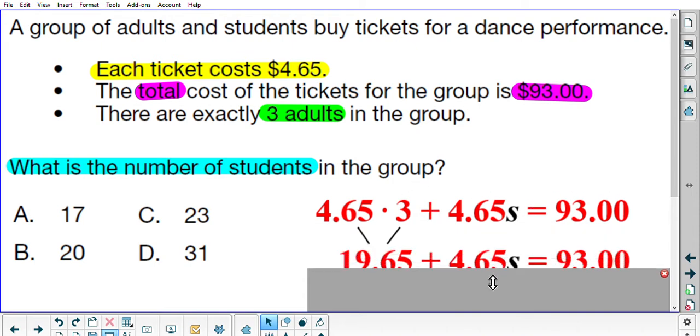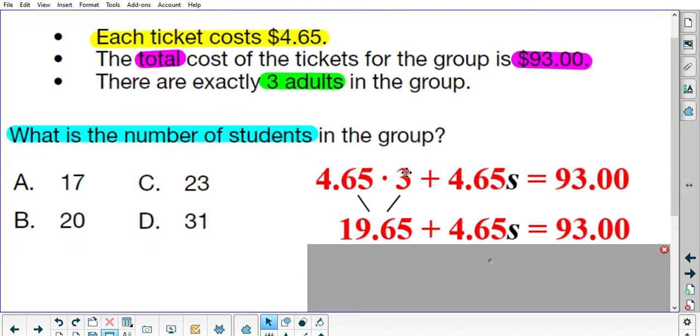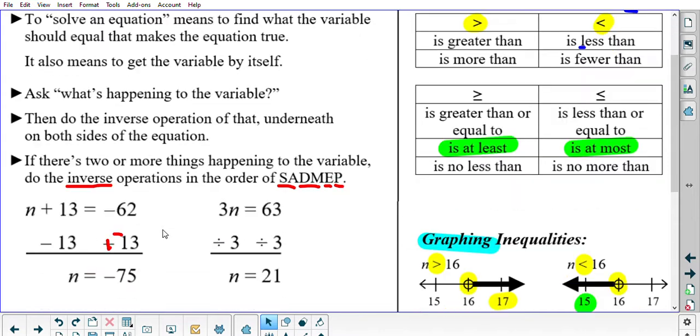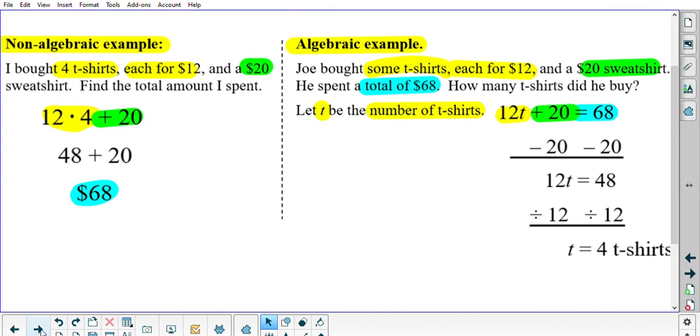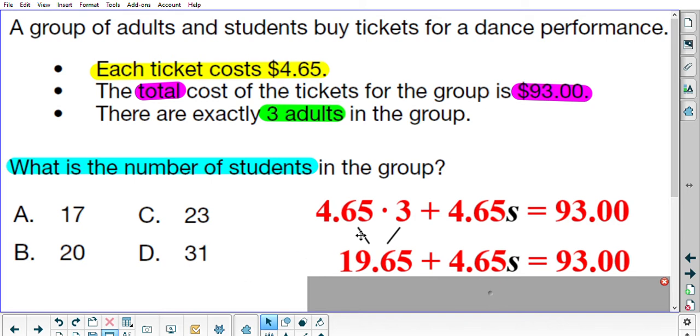Now, I would recommend doing $4.65 times the 3 adults to get $13.95. And now you have an equation that looks like the ones that I was showing you earlier, where there's 2 things happening to the variable that I believe that you will know how to solve. So, now that we have the equation set up, hopefully you wrote it down, hit pause on the video, solve this equation using inverse operations, and you will be able to find out which answer is correct. So hit pause on the video, do that now, then hit play when you're ready to see how you did.